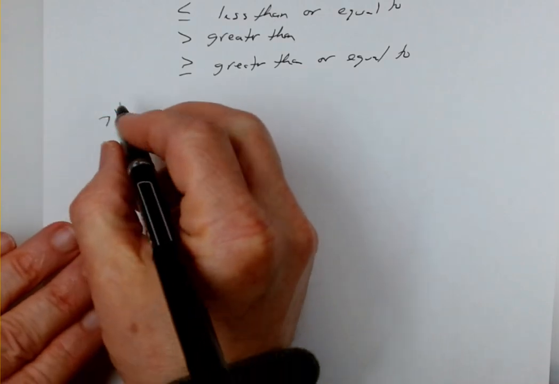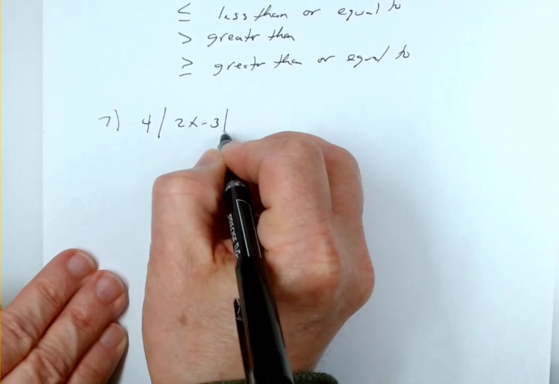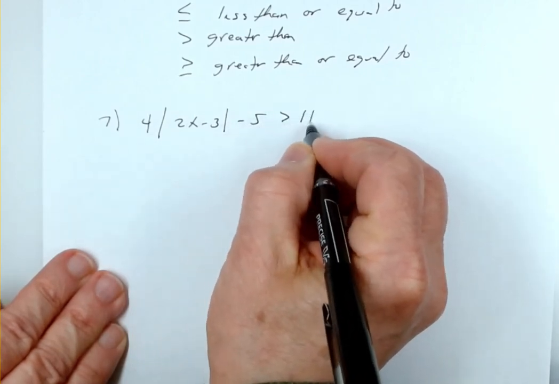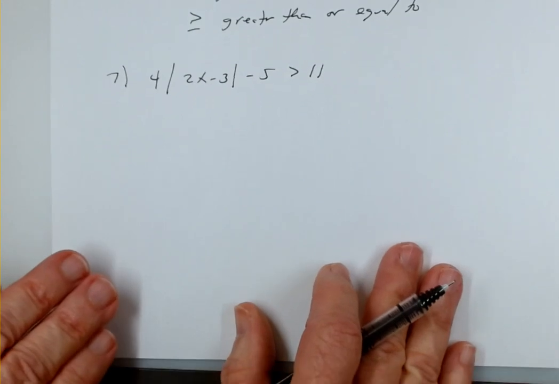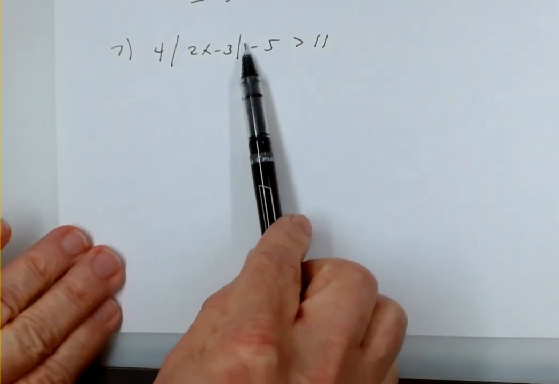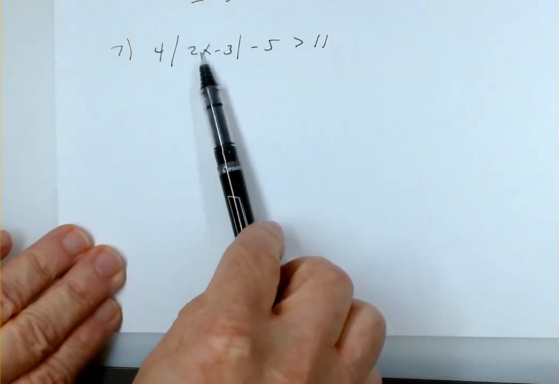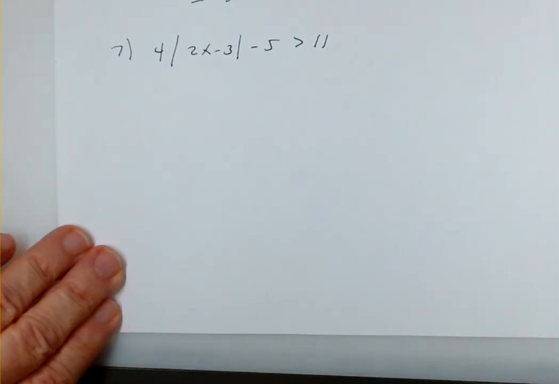Now you are going to see something like this: 4 times the absolute value of 2x minus 3, minus 5, is greater than or equal to 11. It looks more complicated because you see more things there. But in all the other problems we've done, the absolute value expression was by itself. So I need to get the absolute value of 2x minus 3 by itself.